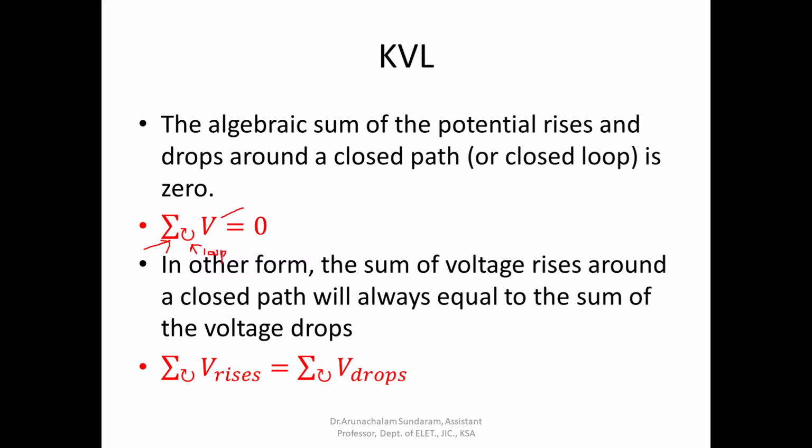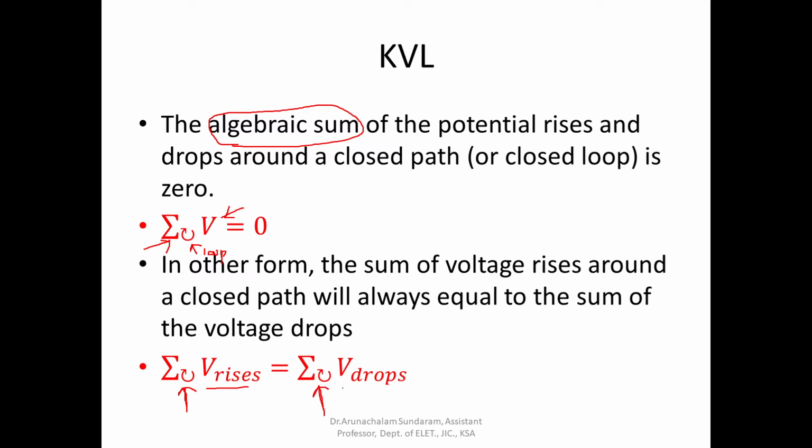Basically this law states that in a closed path or a loop, if you add all the voltages, you have to be careful. Adding means algebraic sum. I will explain what algebraic sum means. The algebraic sum of the voltages in a closed loop will always be equal to 0. In other words, in a loop, the sum of the voltage rises is equal to the sum of the voltage drops.